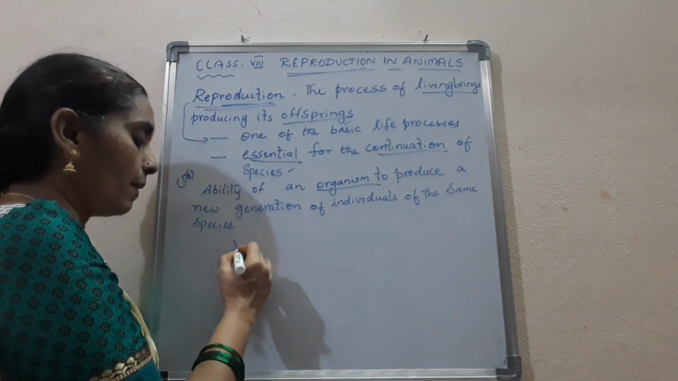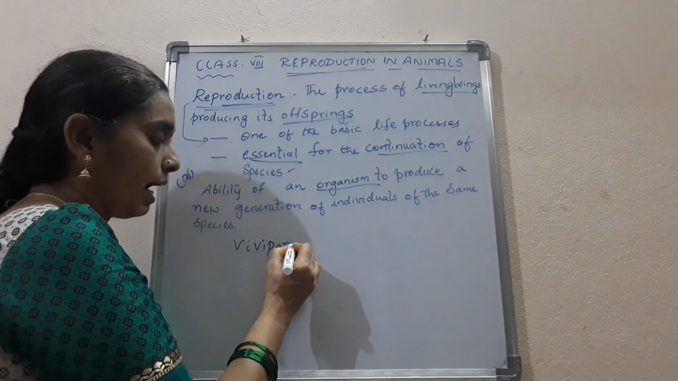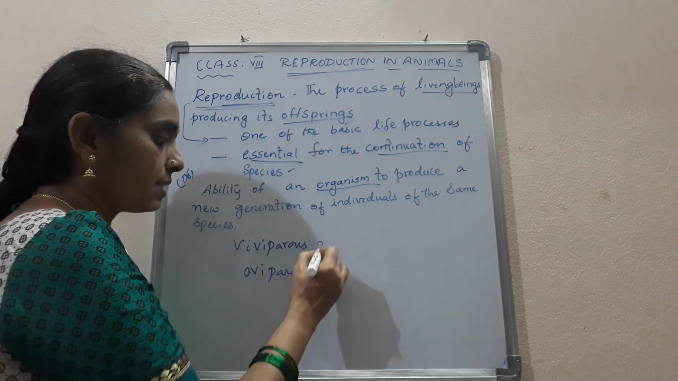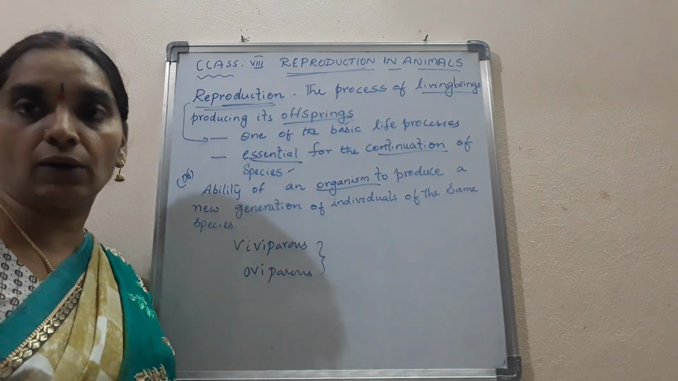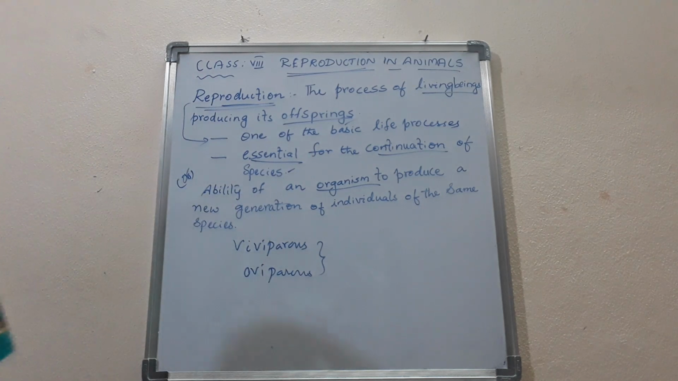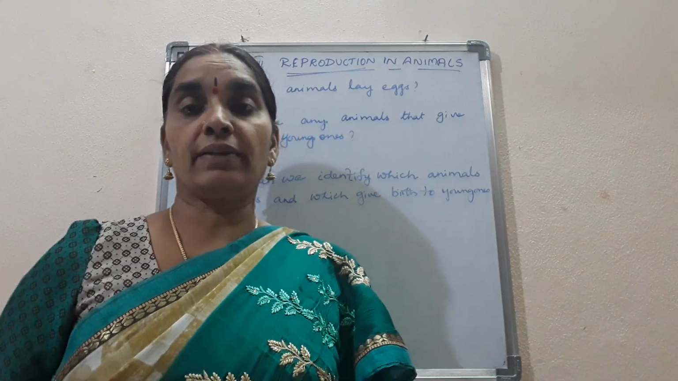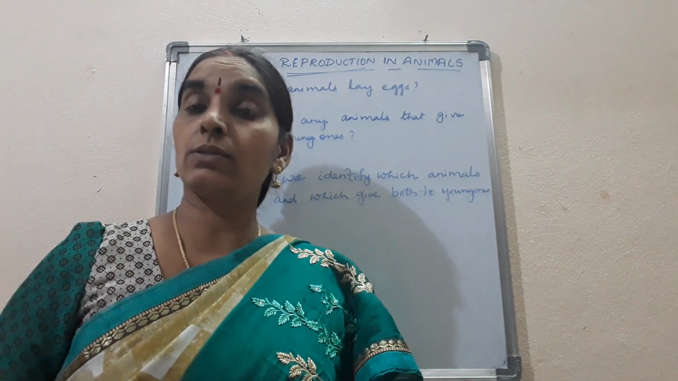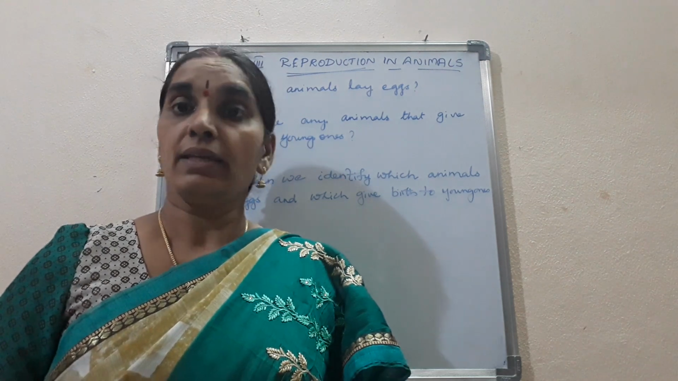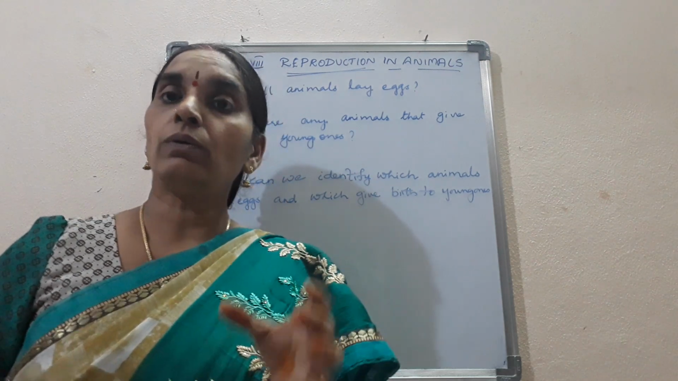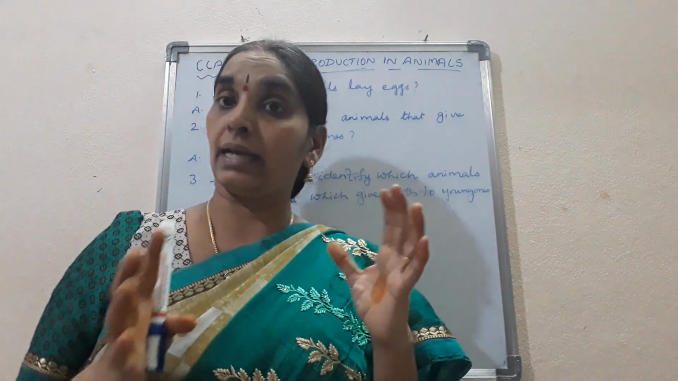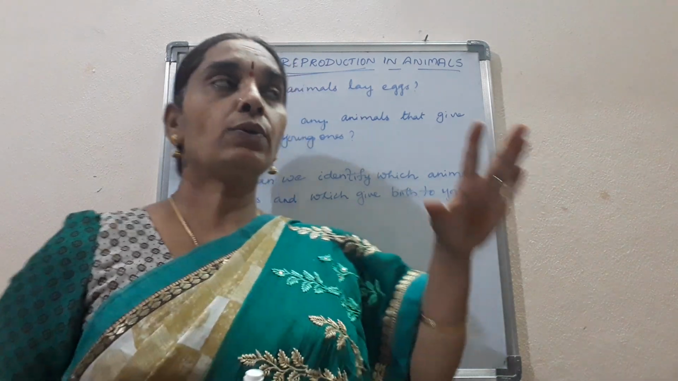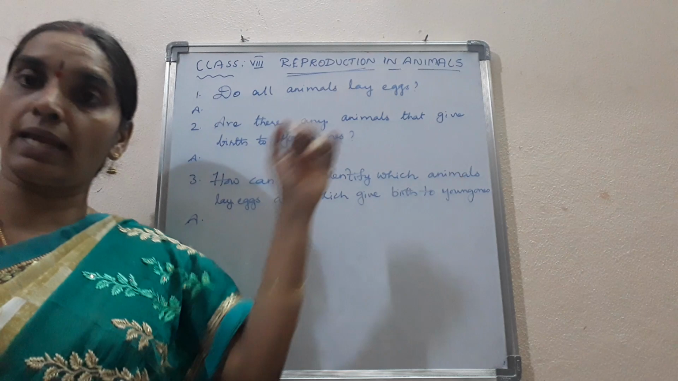Now we'll see about viviparous animals and oviparous animals. On what basis this classification is done, we'll see now. Okay, children? Yes, note down this. You know, children, that oviparous animals are egg-laying animals, and viviparous animals are the animals which give birth to young ones directly, isn't it? So on this basis, you know that there are egg-laying animals and also animals that give birth to young ones, isn't it?